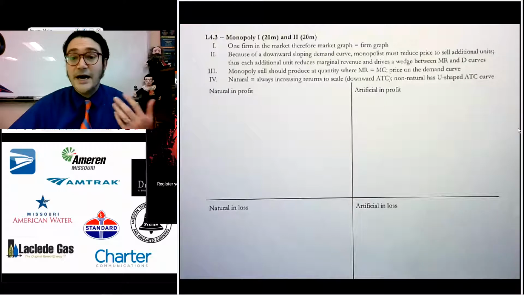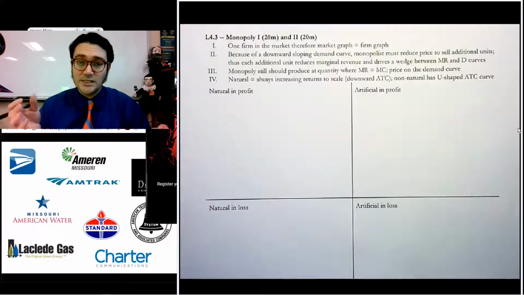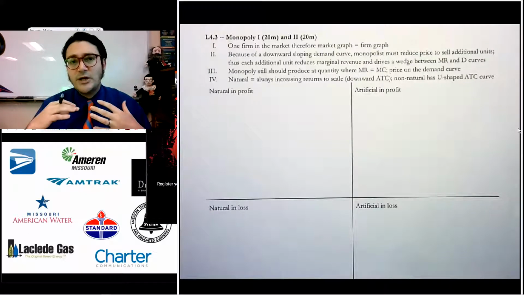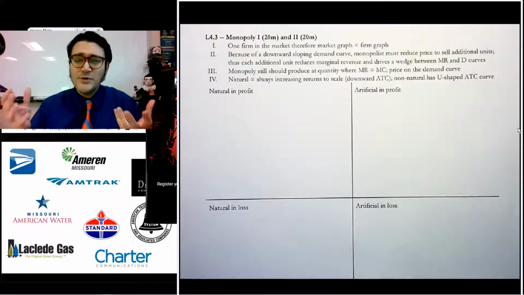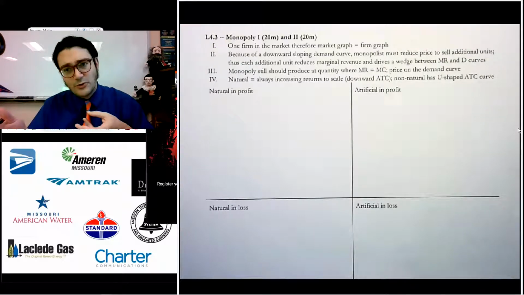And that effect is that the monopolist has to reduce its price if it wants to sell additional units. The monopolist is what we call a price maker. They're still limited by the demand for their product, though. So in order to sell more units, they have to lower the price.